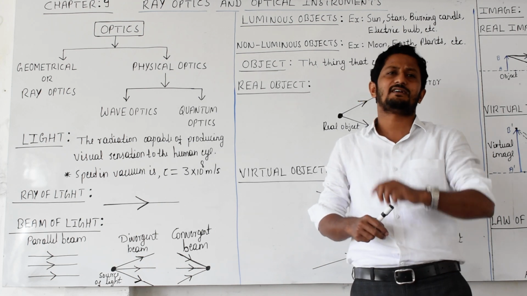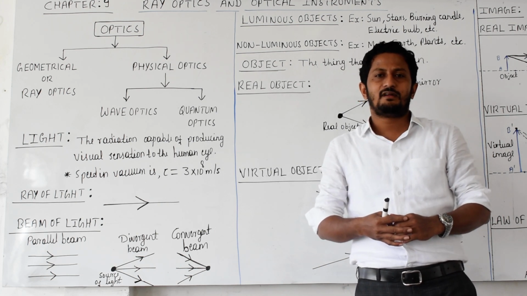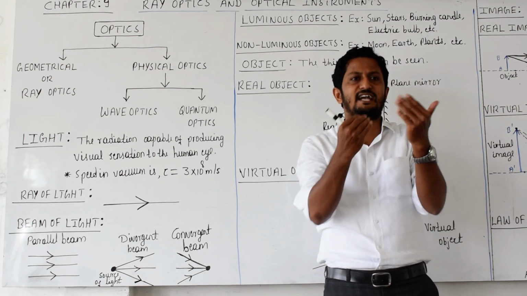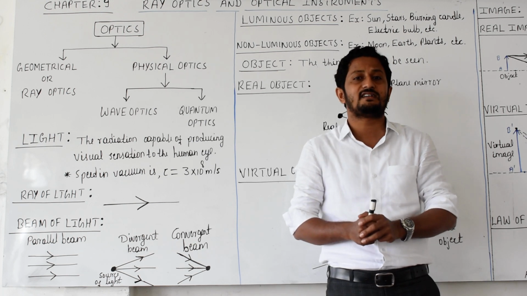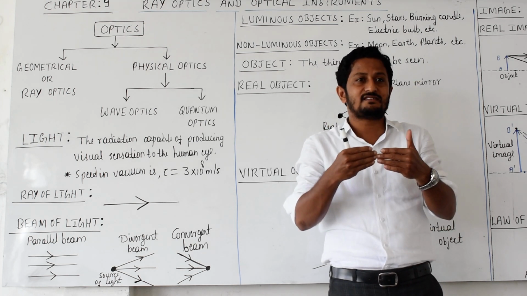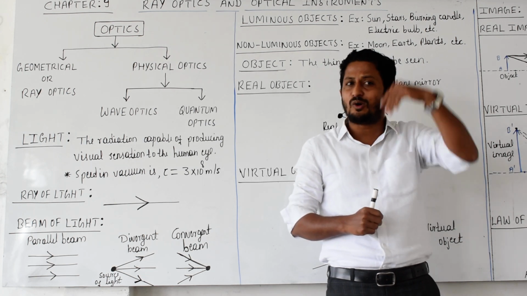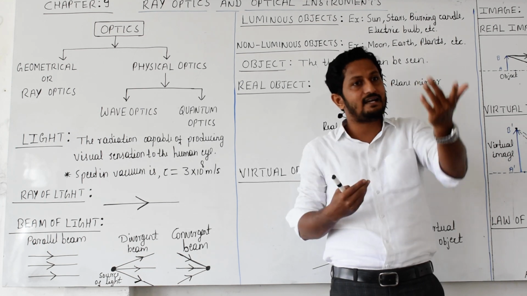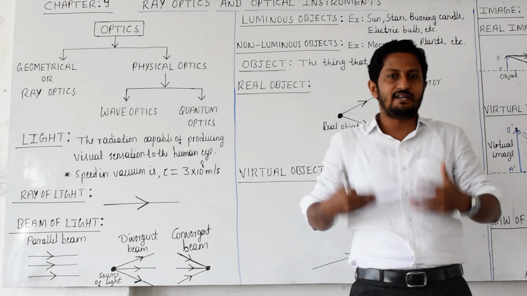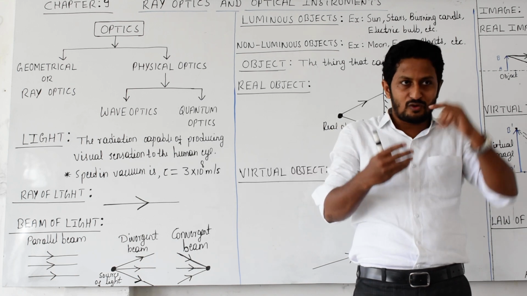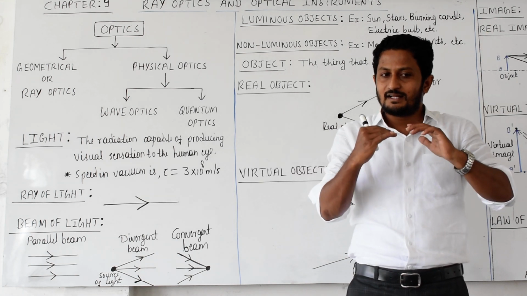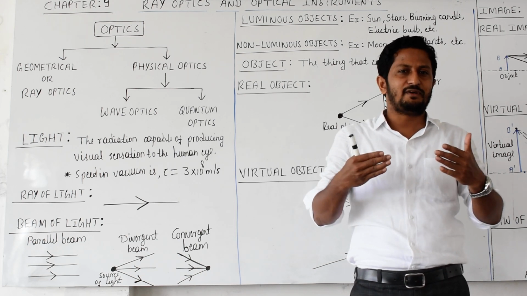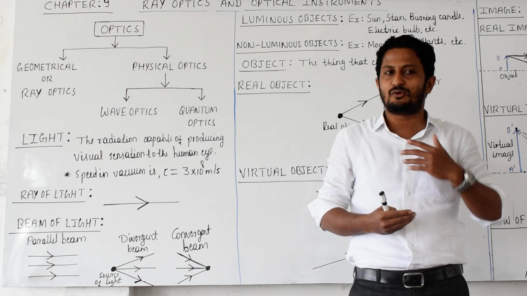What does it mean? See here. Every day, early morning, we stand in front of the mirror. When we stand in front of the mirror, what do we see there? We see our face in that mirror. We call that our image. Here we treat our body as an object, and what we see in the mirror we call the image of this object. What happened here? In front of the mirror you are standing, and behind the mirror you feel your image is there.